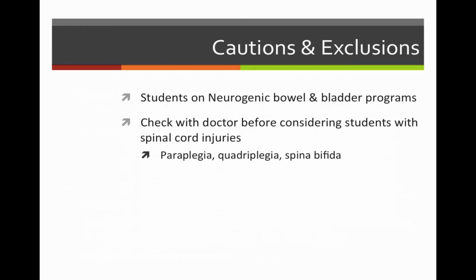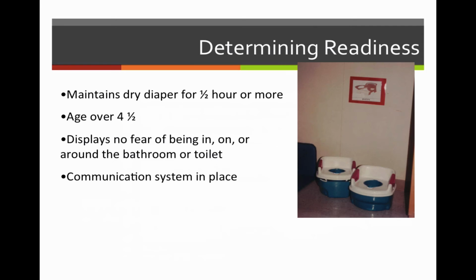Students who have neurogenetic bowel and bladder programs, we might want to exclude them because they're doing something else specific to their needs. And we also want to be careful with spinal cord injuries. Spinal cord injuries mean that the kid is not aware of the fillings of their bowels. And so the toileting program may not be appropriate. So paraplegia, quadriplegia, and spina bifida, these might not be the students that will benefit from this program.